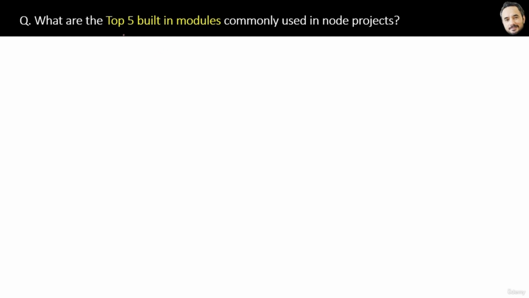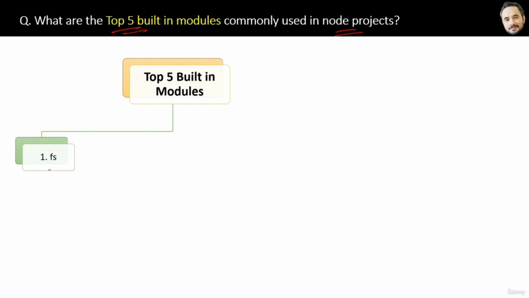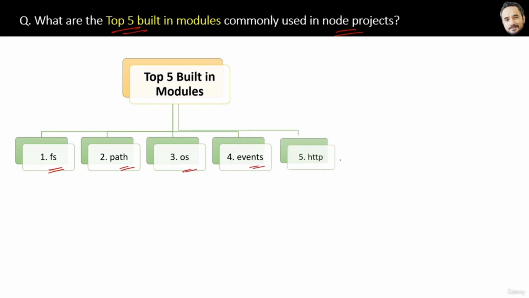What are the top 5 built-in modules commonly used in Node projects? Now there are many built-in modules in Node, but the most famous and most used modules are these: FS module, Path module, OS module, Events, and HTTP modules. I will quickly cover the role and the importance of these modules in the upcoming questions.